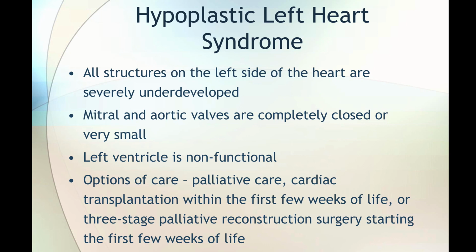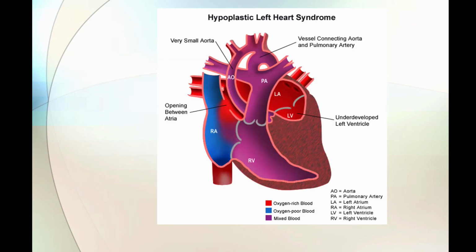Okay. Let me go to the picture. There you go. Here you can see that left side that really has not developed. This ventricle is so tiny, it really can't function. And you have nothing but unoxygenated blood going to the body. The aorta is very, very small, and the pulmonary artery is a little bit stenosed. This is a big problem.